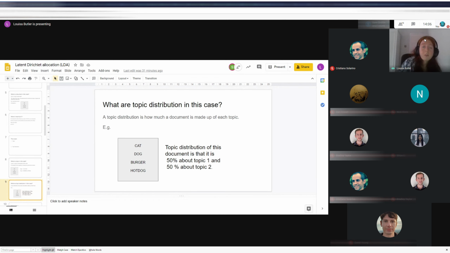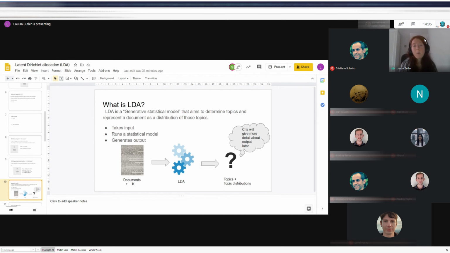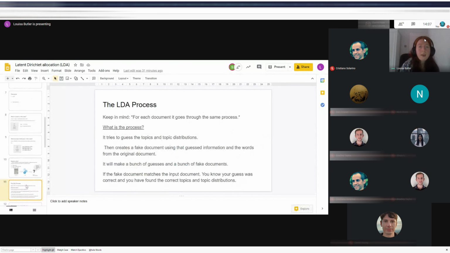So that's the 2 things you're trying to get out of the model. If we hop back to my definition slide with the nice little figure, you now know more about what we mean by documents and K that goes into the LDA, and you now know what we're looking for to get out of that model. Now I'm going to give you a quick general overview of what the actual LDA does to turn that input into that output. So the LDA process.